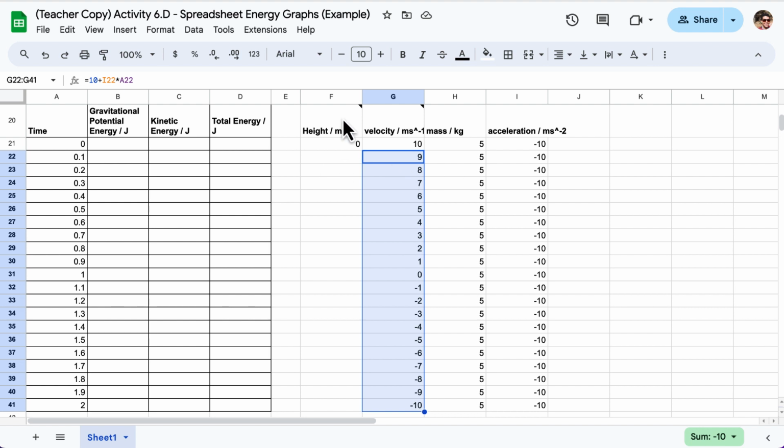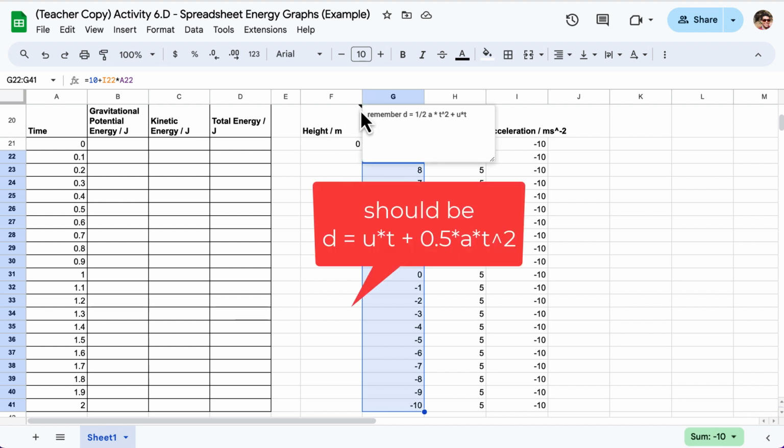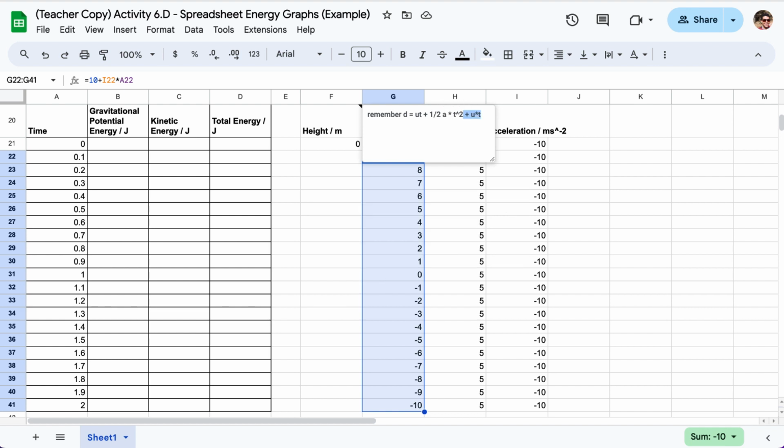Next, we're going to do height. Remember that our height is going to be equal to 1/2 times at squared, but we also have to add in the ut. I think in your formula book, it's actually written as ut plus 1/2 at squared. So I'll rewrite this version to match yours, and I'll do the same on yours. Sorry about those updates live. So let's go ahead and type that one in.